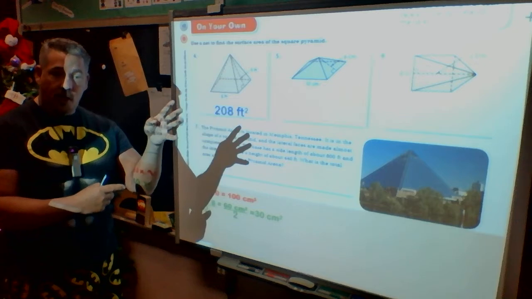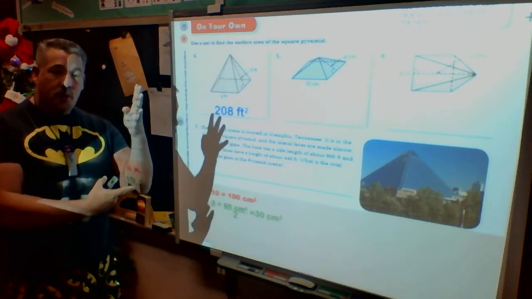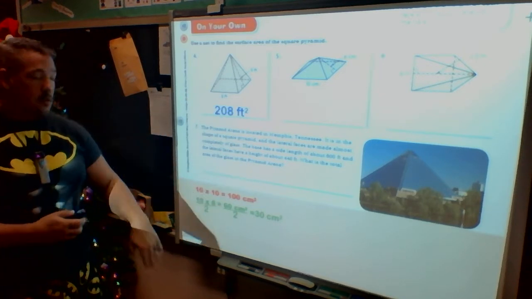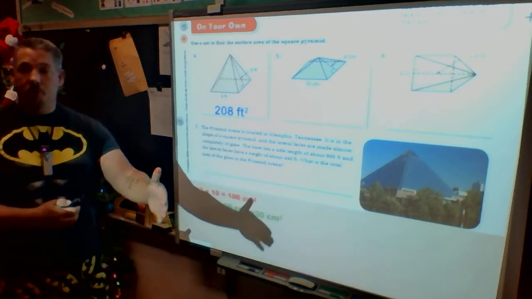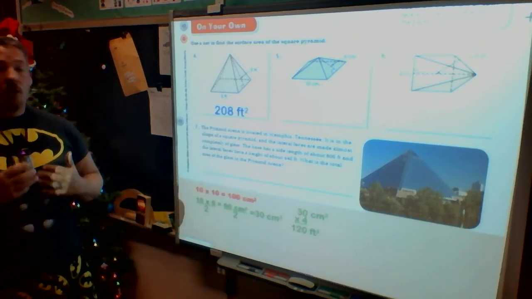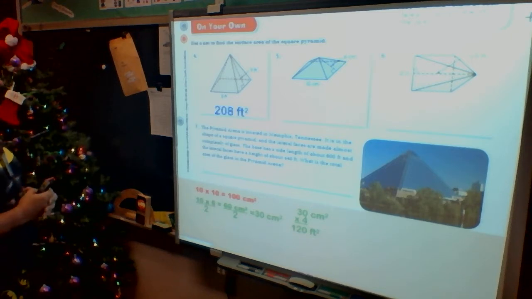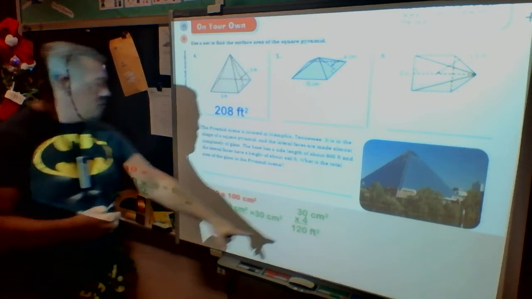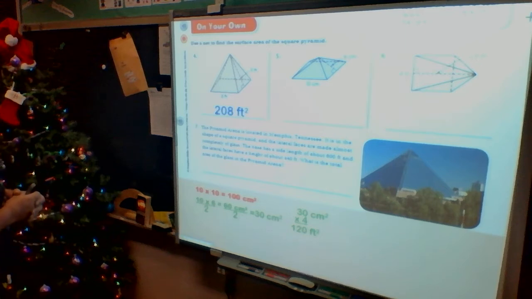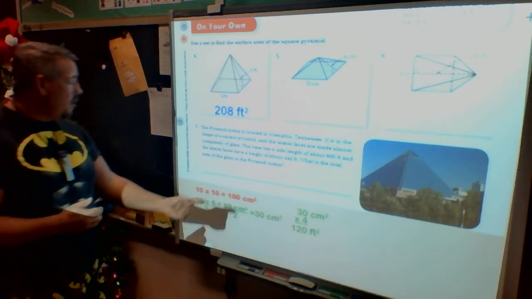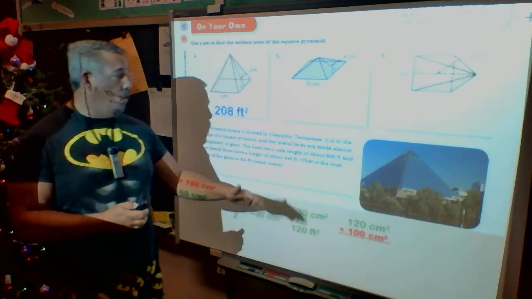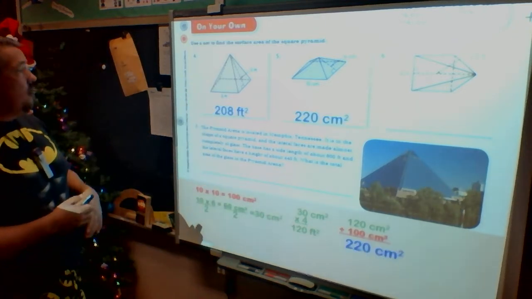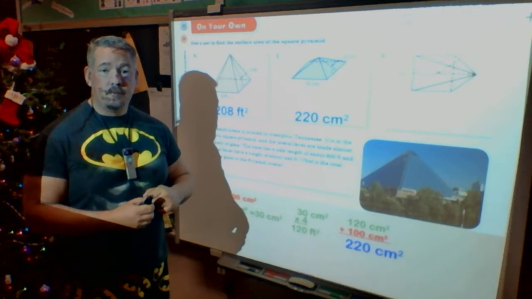Square-based pyramid, 4 sides on the square, 4 different triangles that make up my lateral sides. So I know I have to take that area and multiply it by 4. So 30 times 4 then gives me 120 square feet. Oh, it should be centimeters there. My apologies. So when I have my 120 and I add my 100 from my base, then I know I'm going to get 220 square centimeters.